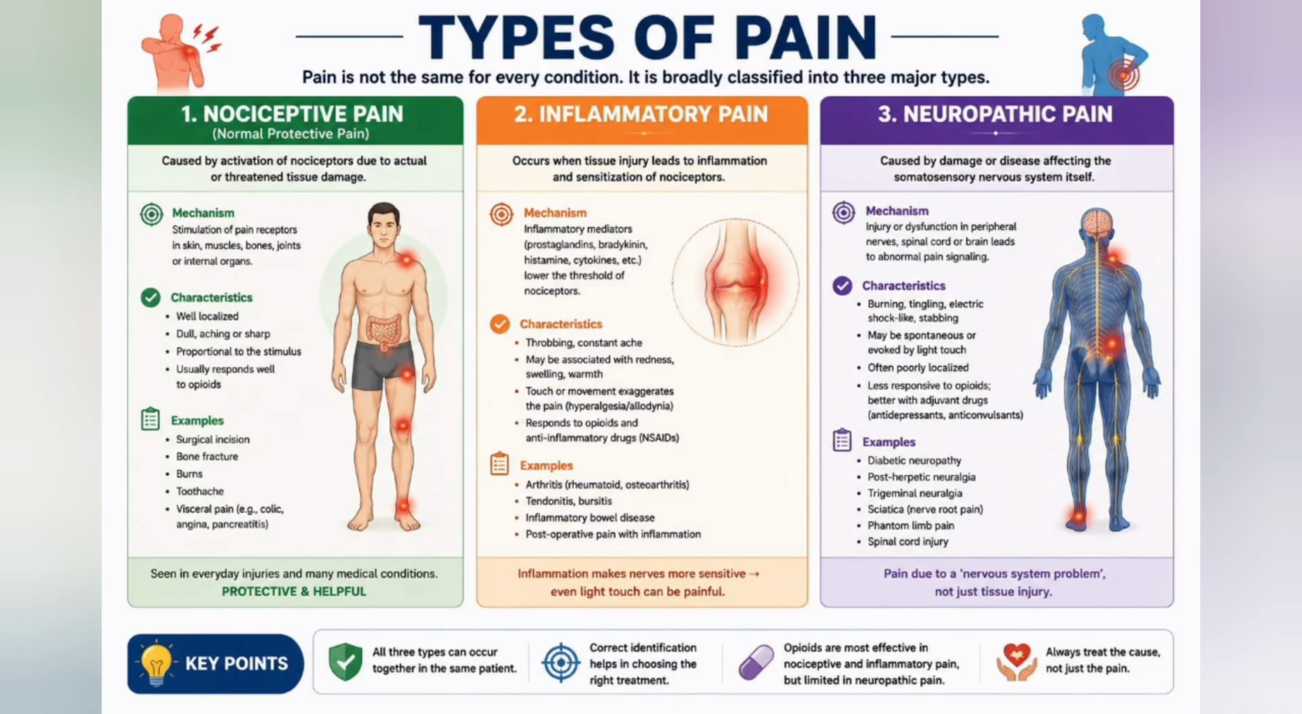Then the third category is neuropathic pain. It is caused by injury to the nerve itself. Examples include diabetic neuropathy, postherpetic neuralgia, and trigeminal neuralgia.